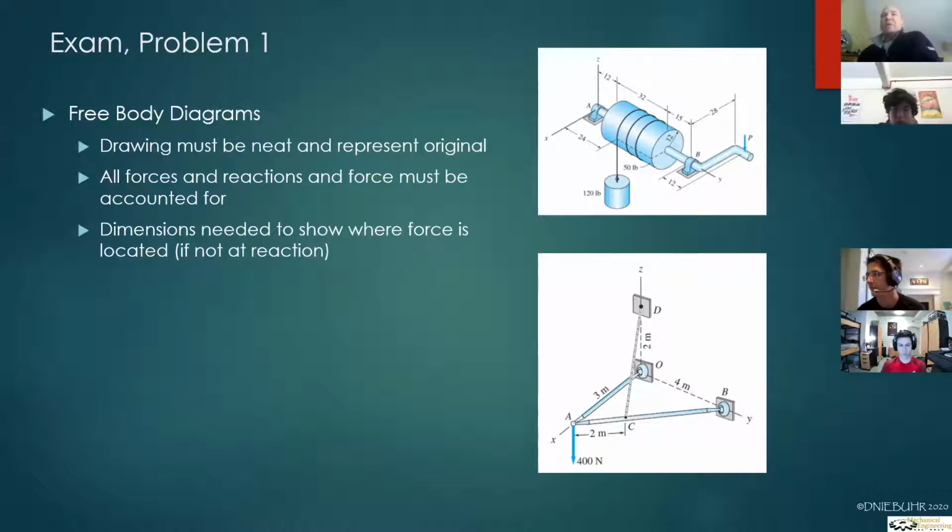It'd be a very large drum that weighed 50 pounds. It was 32 feet long. So most likely they're in inches, but that wasn't important. So the important thing is to recognize that the A bearing was a slider bearing, so it had no reaction in the y-axis, and the B bearing was a thrust bearing, so it had a reaction in the y-axis.